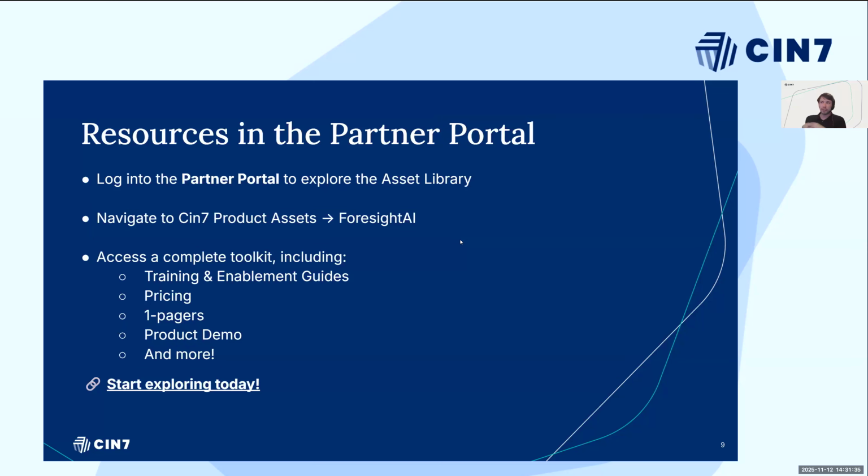And not only that, but we have resources in the partner portal as well. So these resources are in your asset library. You can see them in product assets, Foresight AI. We even have the past presentation, the past webinar that we did, posted on there. So if this was the first one you attended, then you can go check out part one of Sell Smarter with Foresight AI on the partner portal, in addition to other things like one pagers, the product demo, training and enablement guides, and all that fun stuff too.